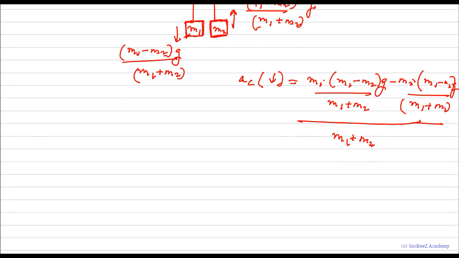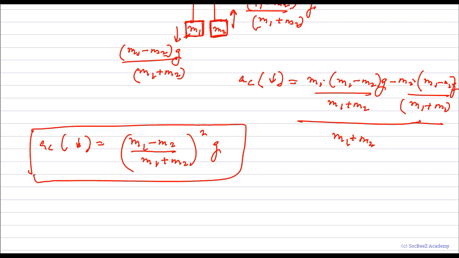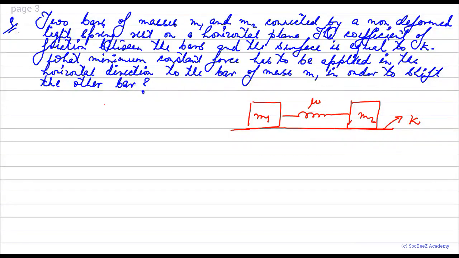So on solving, this turns out to be m1 minus m2 upon m1 plus m2 whole square into g. Okay, so this is going to be the acceleration of the center of inertia of the system. Fine. Let's now move on to the next problem, which is this.